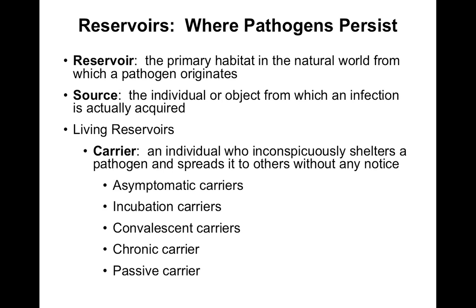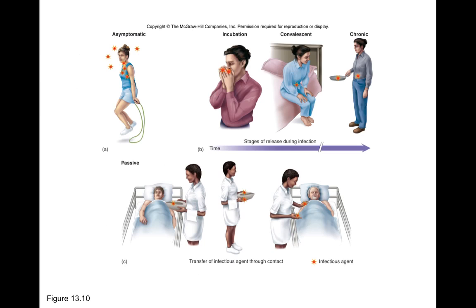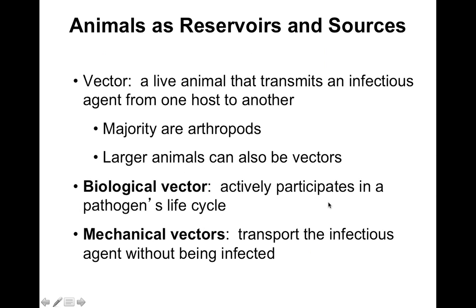And then you have passive carriers. These are people who transiently carry the microbe. It's not actually growing and dividing in them, but they get it, they transmit it, and then it goes away. So here's a nice little example of all of these in a picture format.